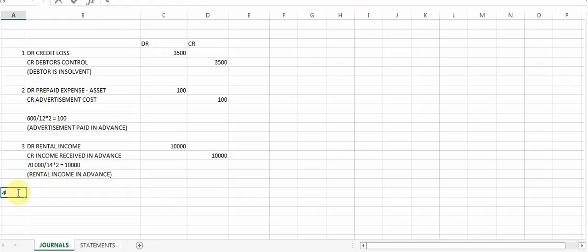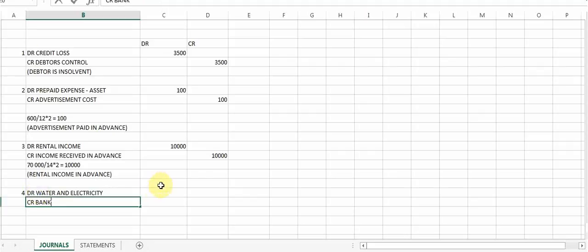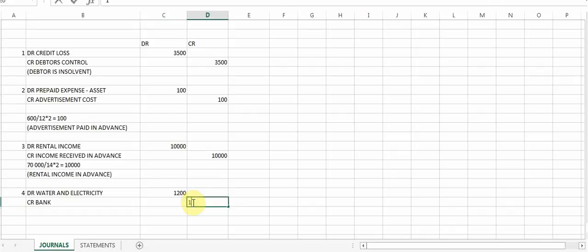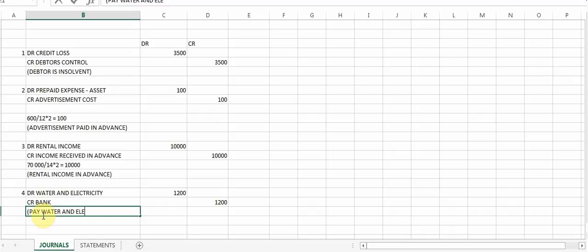Number 4. In number 4, they say they issue a cheque for the payment of water and electricity. So I'm going to debit the water and electricity expense, if I can ever spell it correctly. Electricity. And we're going to credit the bank account, and the cheque was worth 1,200. And I'm just going to write a narration there and say, paid water and electricity.